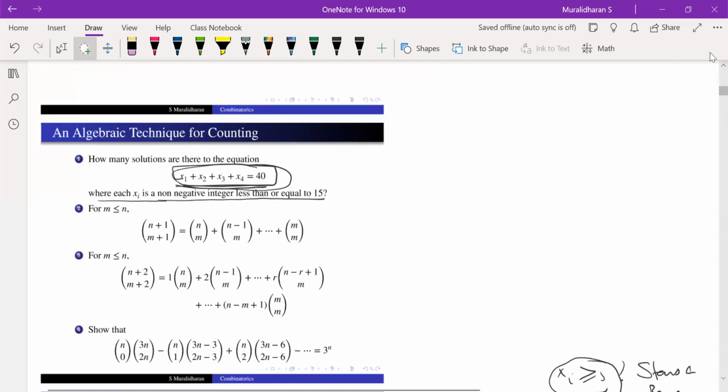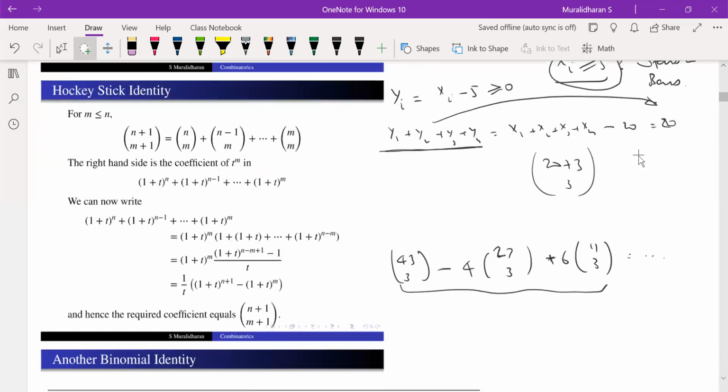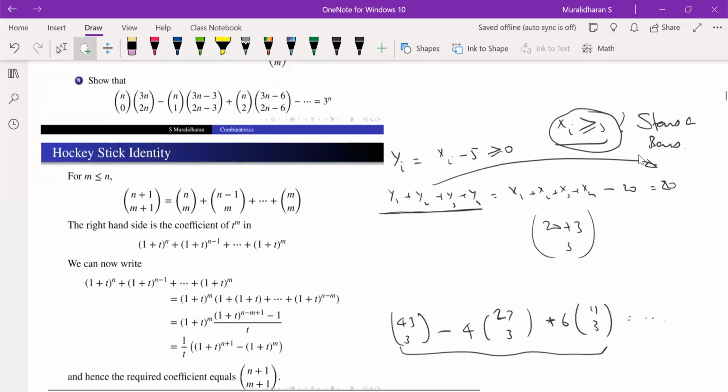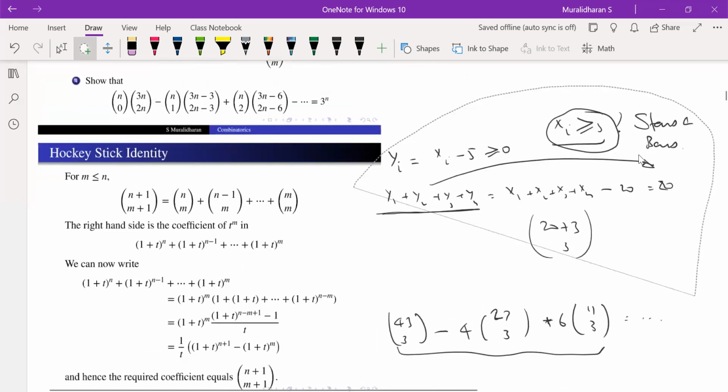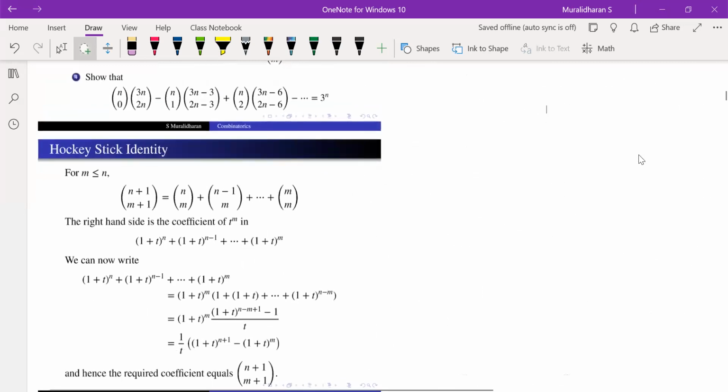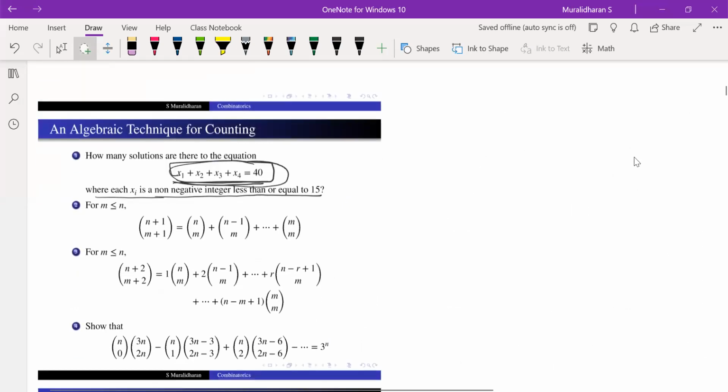So let me show you a couple of examples for that. Right. Now, let's look at this for instance. Hope you remember this identity. It is called the hockey stick identity. This is the hockey stick identity. And we proved it using a counting argument before. So now I am going to use this generating function method. Okay.